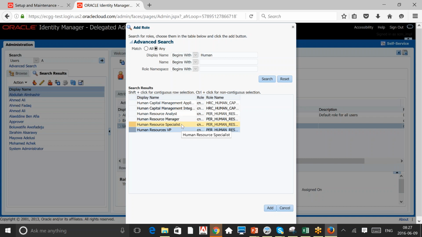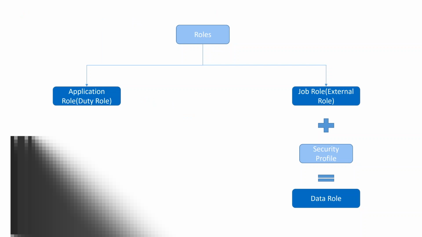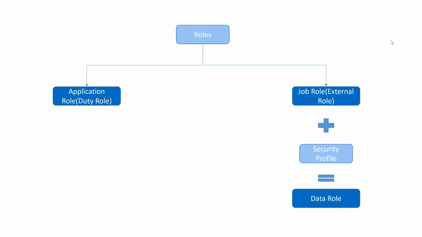The reason being that Oracle has given a scope of security over here as well. So I'm going back to the PPT. What we saw there is called a job role, but for human resources specialist and analyst roles, you need to provide a level of security on top of that. If you see this particular part of the PPT, the job role, which is also known as external role, when you add the security profile on top of the job role, it becomes a data role. So this is one more thing you need to do before assigning the human resource specialist and analyst role. You need to create a data role out of it.